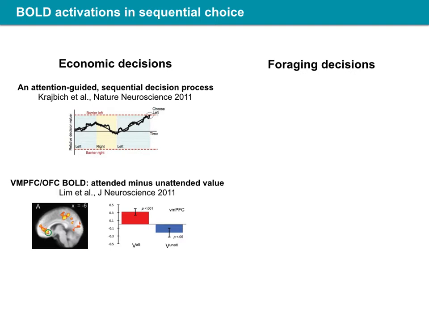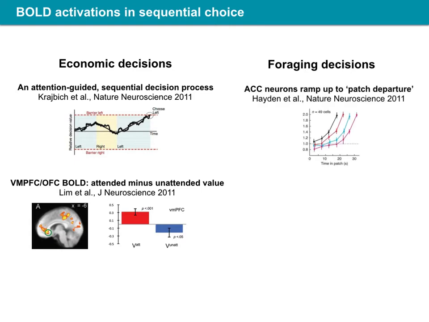On the other hand, studies of foraging style decisions have maybe tended to focus on a slightly different structure, which is the anterior cingulate cortex. Single unit recordings made by Ben Hayden in Michael Platt's lab showed that in those kind of patch leaving decisions that I just showed you, made by macaque monkeys, there are neurons within the anterior cingulate cortex that ramp up towards a decision threshold at the very point at which the animal decides to leave the current patch and go and forage in a new location.